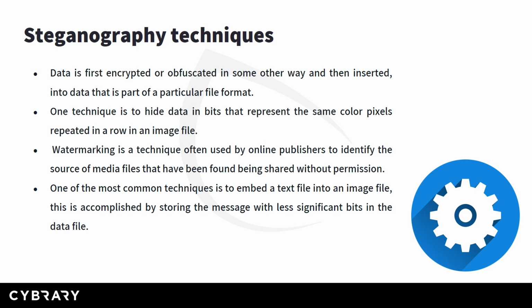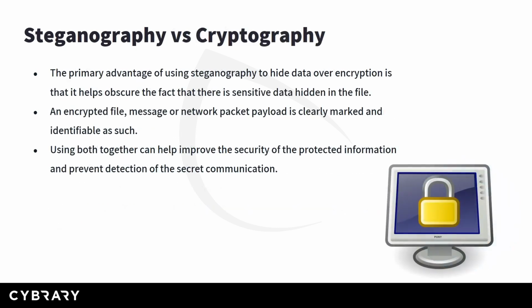This is accomplished by storing the message within the least significant bits in the data file. This process can be completed manually or with the use of a steganography tool. The primary advantage of using steganography to hide data over encryption is that it helps obscure the fact that there is sensitive data hidden in the file or other content carrying the hidden text, whereas an encrypted file, message, or network packet payload is clearly marked and identifiable as such. Using steganographic techniques helps to obscure the presence of the secure channel.